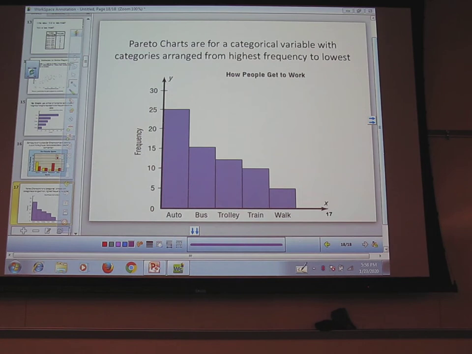Adam: When you say Pareto, you say the Pareto's for qualitative data? It is for qualitative data, absolutely. So this is only for qualitative data, categorical data. So remember, qualitative labels, right? Not quantitative.